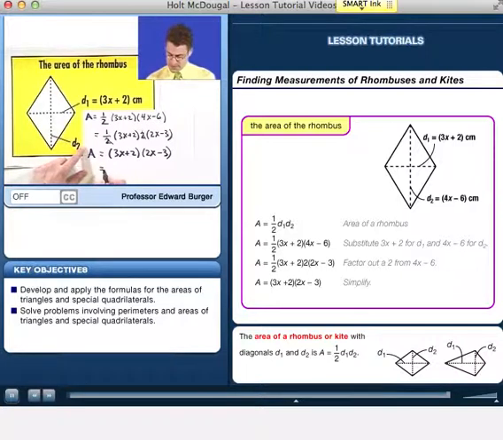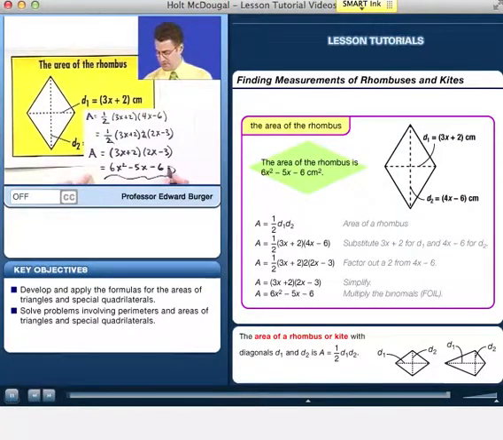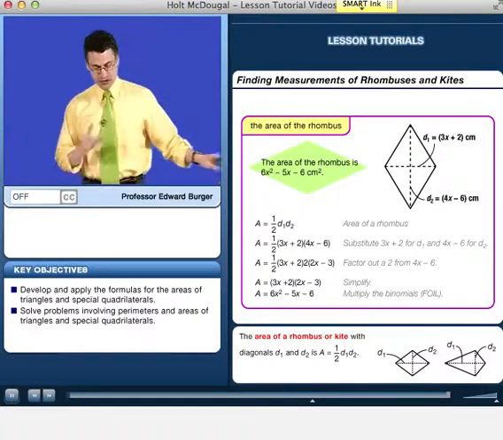But suppose that someone wanted you to actually FOIL that out. Well, you can do that too. 6x squared, and then I've got negative 9x, and I've got 4x. That's going to be minus 5x minus 6. And so you could write it that way too, although I much prefer the factored. Always in life, if you can keep things factored, that's awesome. Pretty cool. Let's try one last one.